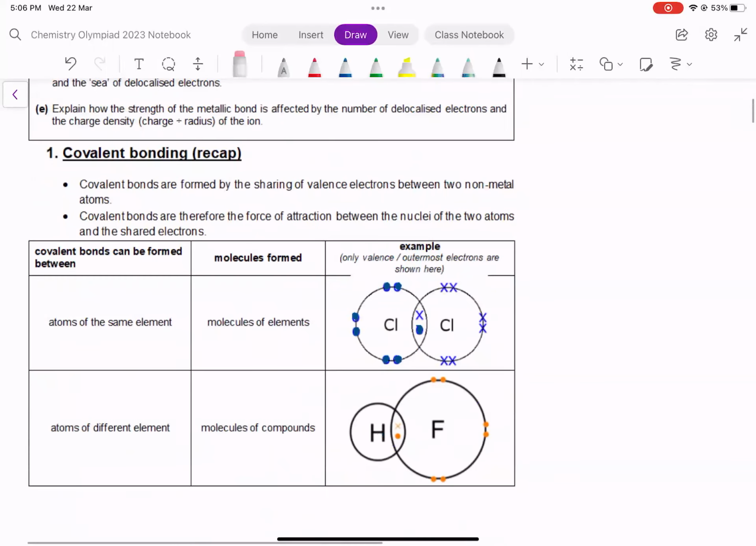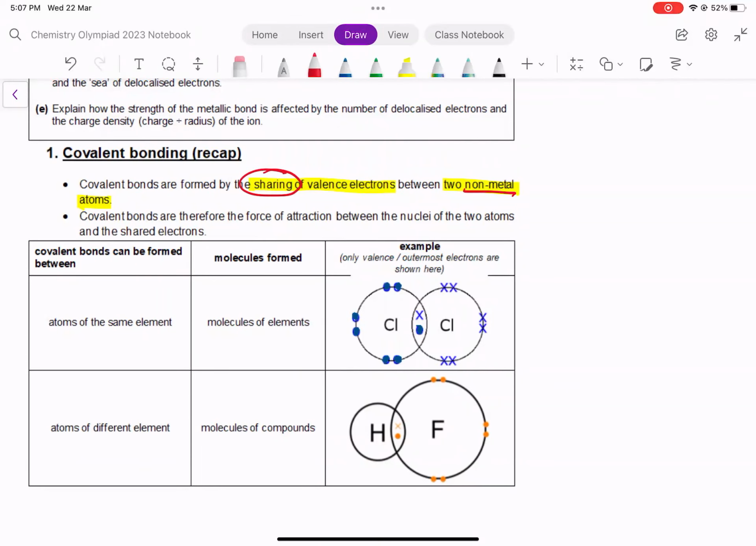Let's do a very quick recap of covalent bonding. Covalent bonds are formed when valence electrons are shared. This usually happens between two or more non-metal atoms. So the keyword here is sharing. Which types of elements form covalent bonds? Non-metals, for example chlorine, fluorine, hydrogen, carbon. These are examples of non-metals which will share valence electrons with each other.